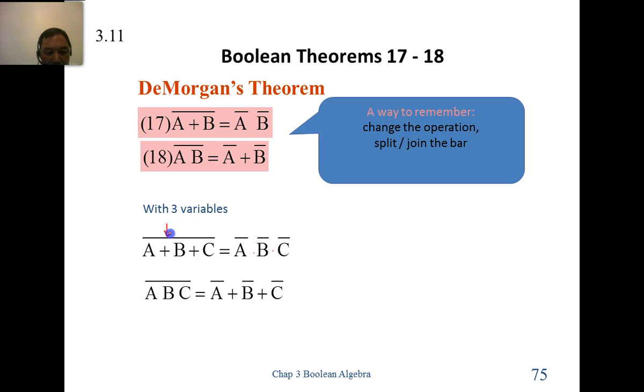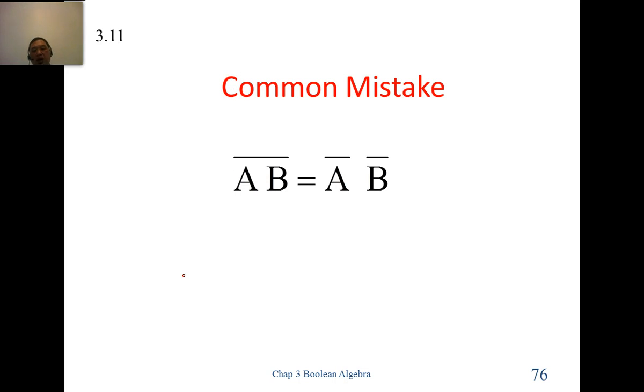We break here. We break here. The next one, we have this logic AND function A dot B dot C. Let's say we break from here. The logic AND now becomes a logic OR, a plus. So A bar plus B bar plus C bar. Break here, break here. Students mostly make this common mistake. They think A dot B bar is equal to A bar dot B bar. This is wrong.